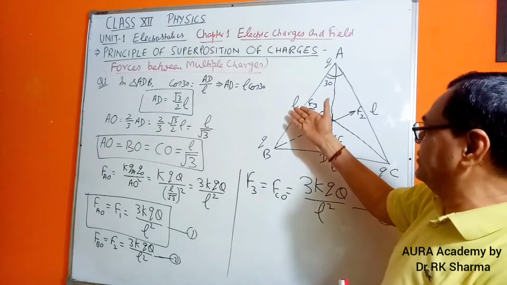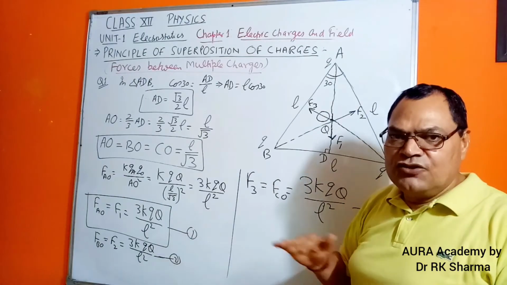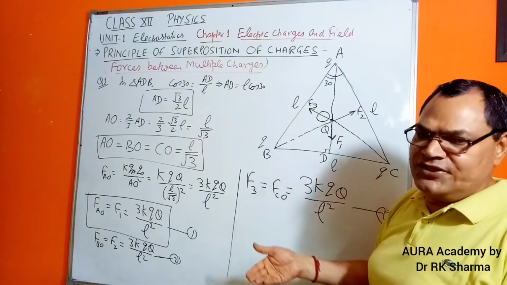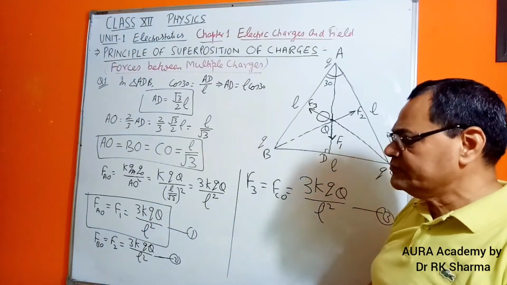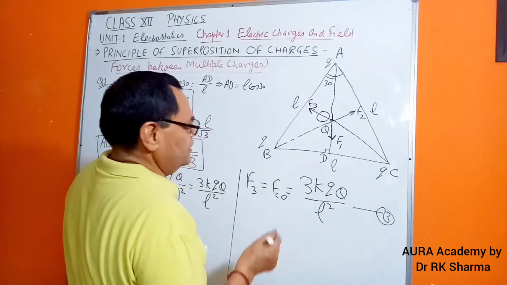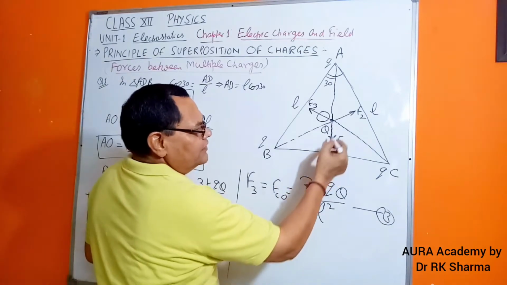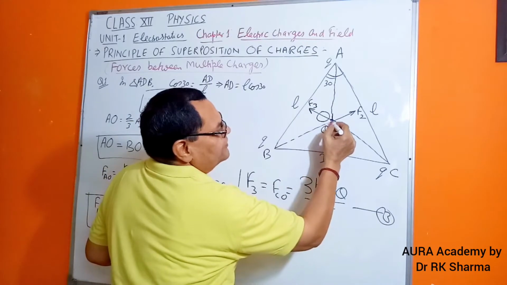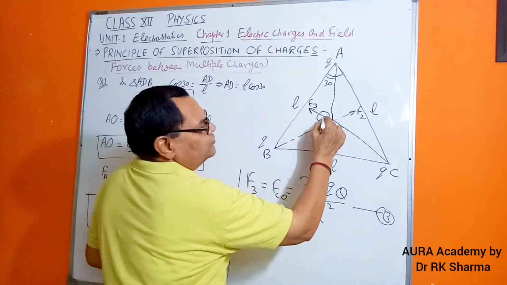If they were in the same direction, we could have added them, no issue at all. But all three are pointing in three different directions, so we cannot directly add them. Now how to proceed? See, there is a very interesting thing I would like to share now. We are finding F1 acting this way, F2 this way and F3 this way.